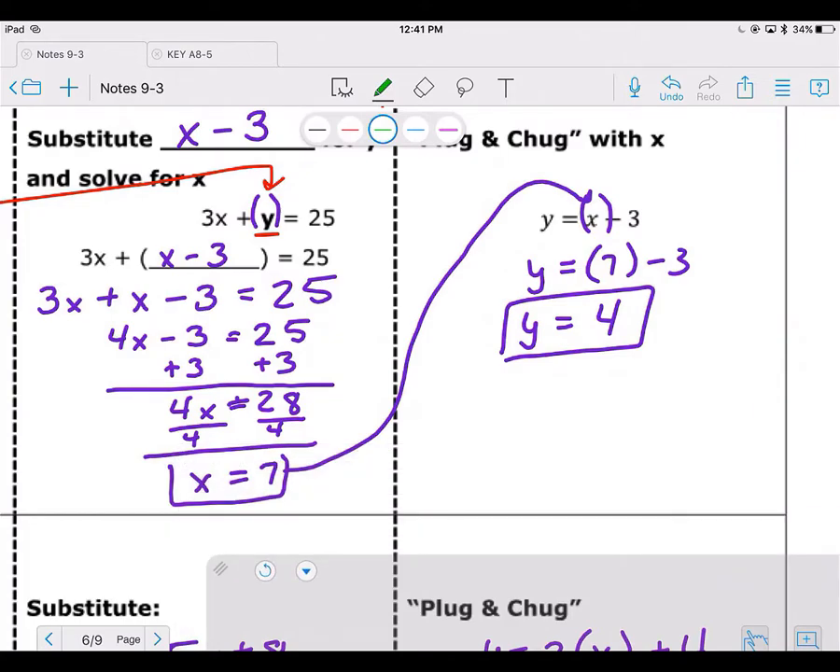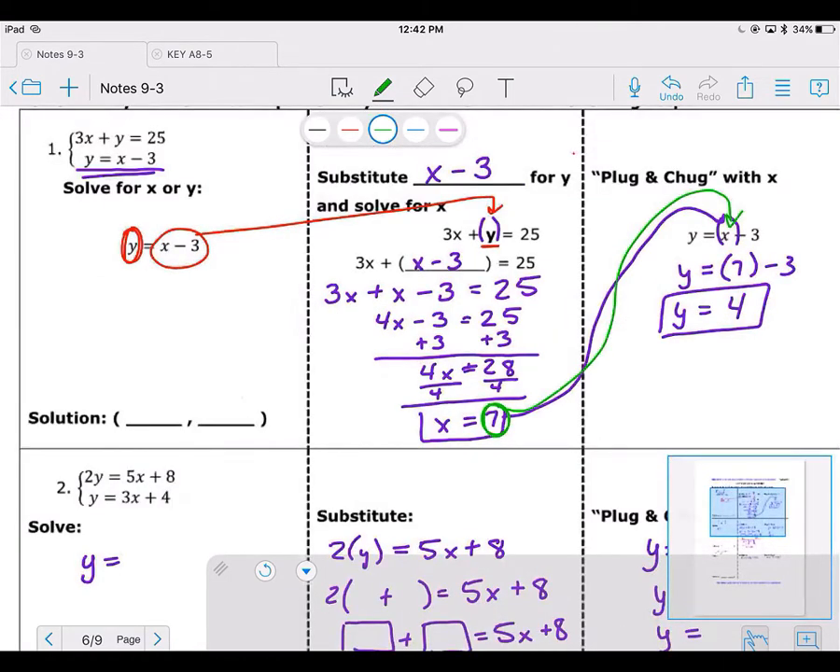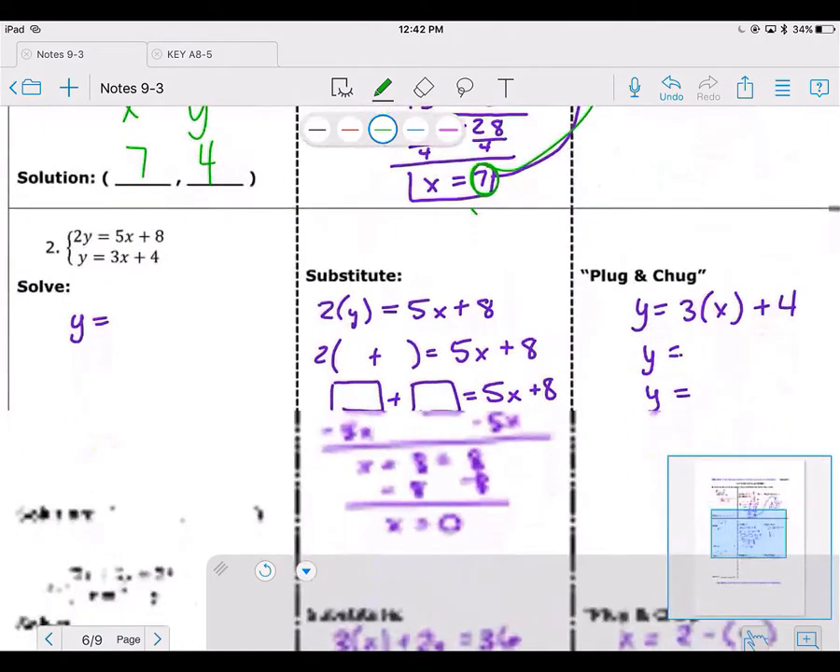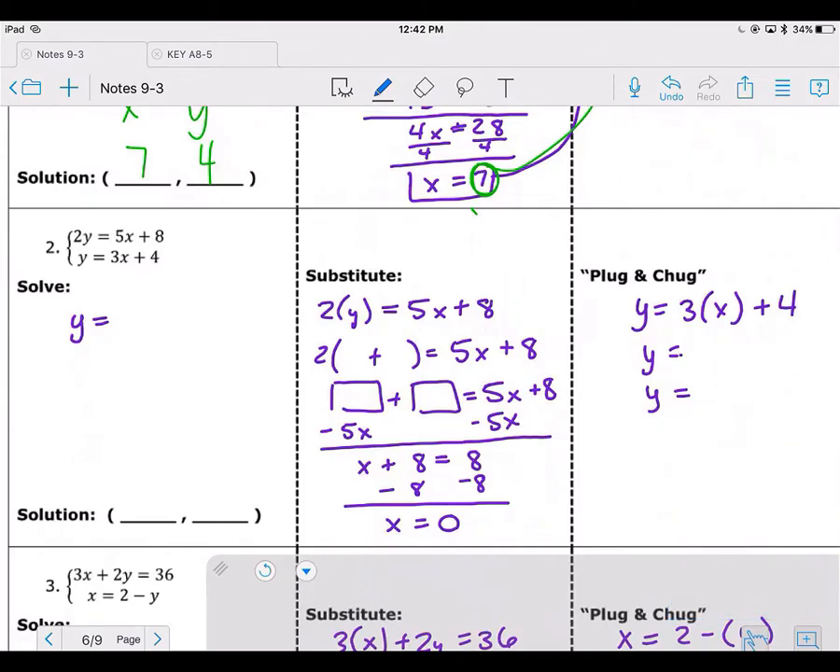Once we know that x equals 7, we can solve for y. We then substitute 7 instead of x. We replace x with 7. 7 minus 3 is 4. When we write our solutions, we write them alphabetically, x and then y. So 7 and then 4. So this one is partly done, but we still have some stuff we have to do.